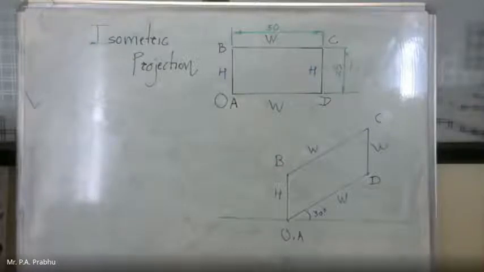Simple one. All of you understood? Did everyone understand? The vertical dimension will remain vertical and the width dimension will be inclined at 30 degrees. Okay.